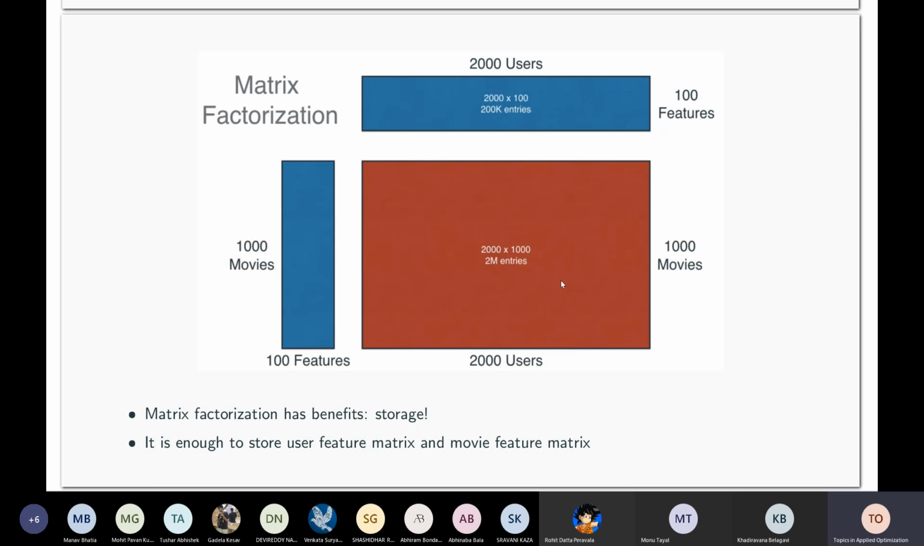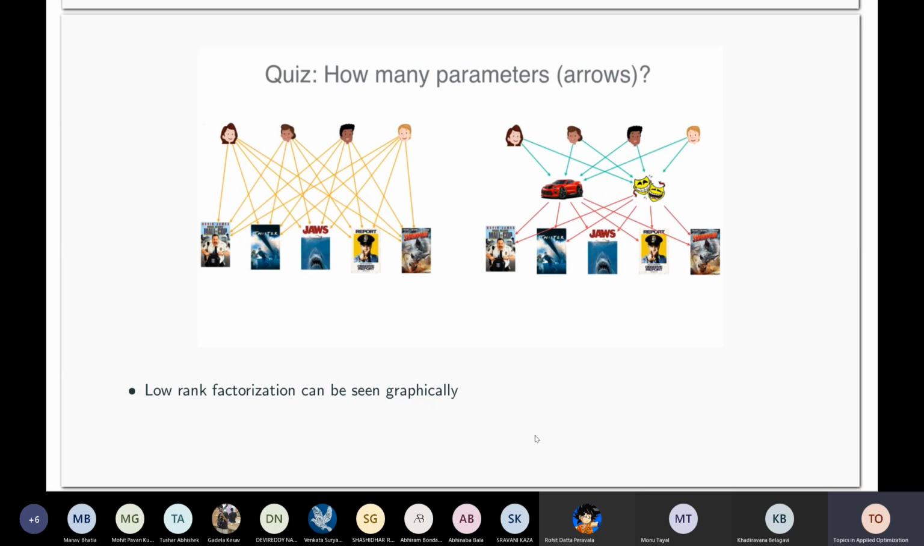But in general, if you think about a very big matrix, let us say 2 million entries, then computing this low rank factorization is, first of all, you cannot store this because there are too many entries. Matrix factorization has the benefit that it can be compactly stored. This is my original data, but I can factor this into two smaller matrices because many dependencies are expected. So I can store this compactly in just two matrices. That's the first advantage in terms of storage. It's enough to store only the feature matrices and so on.